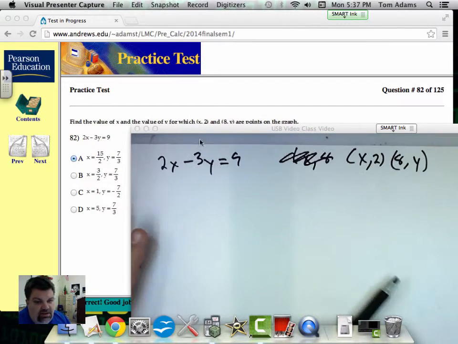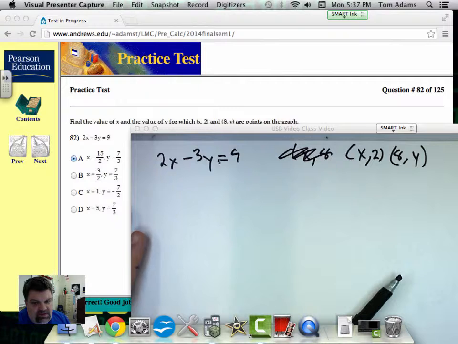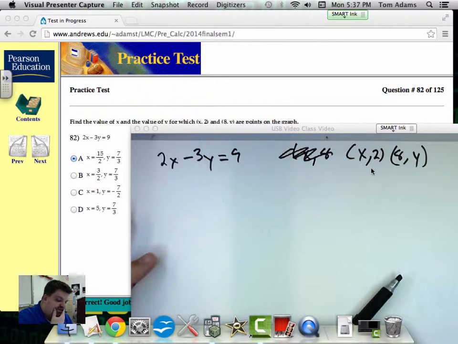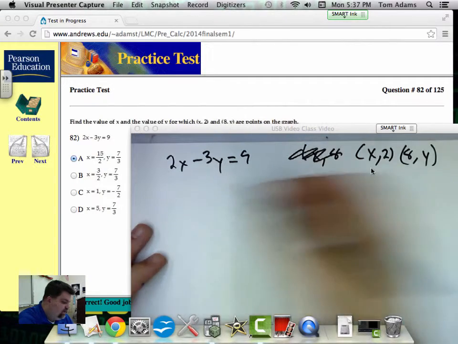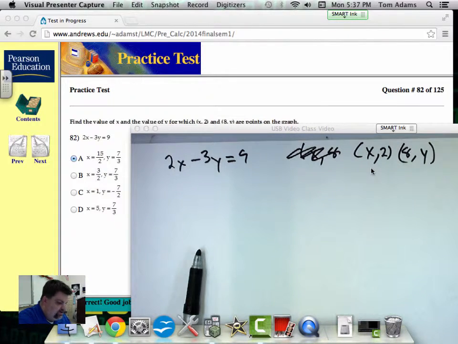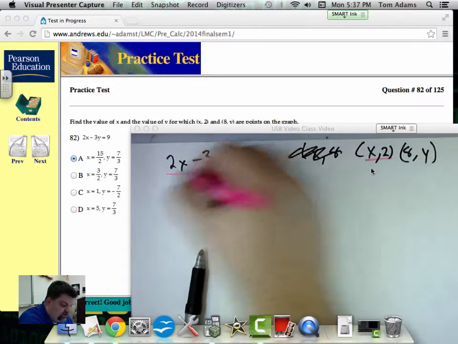Okay. So I need to know the x and y values that I can plug in that will give me y equals 2 and x equals 8. Now there's a lot of fancy ways to do this, but truthfully, what I could do is I could plug this stuff into this equation.